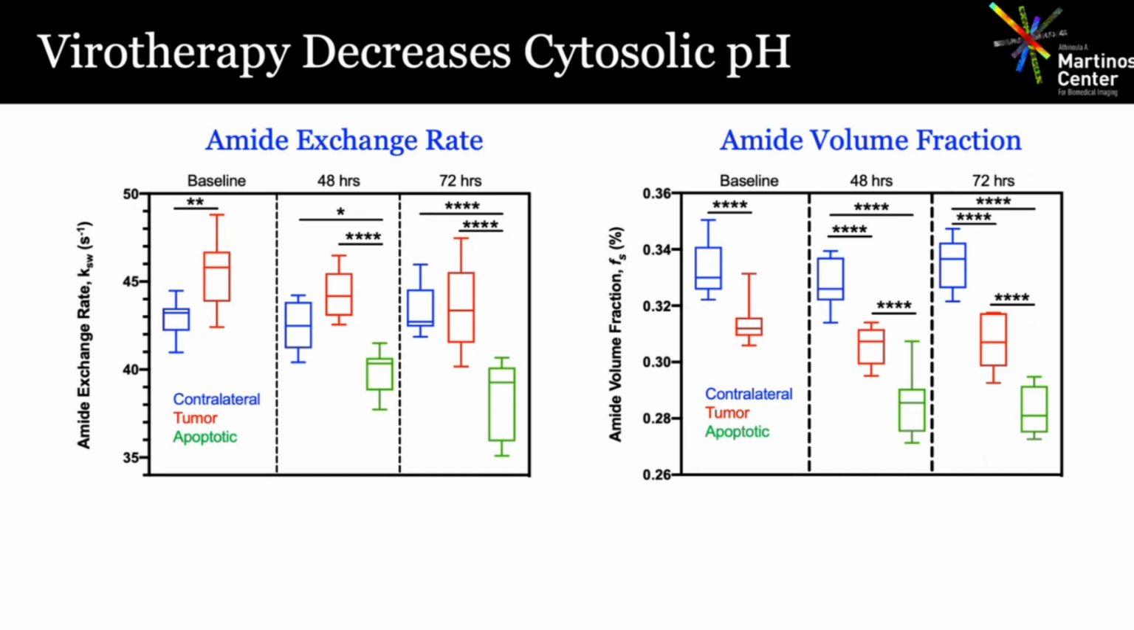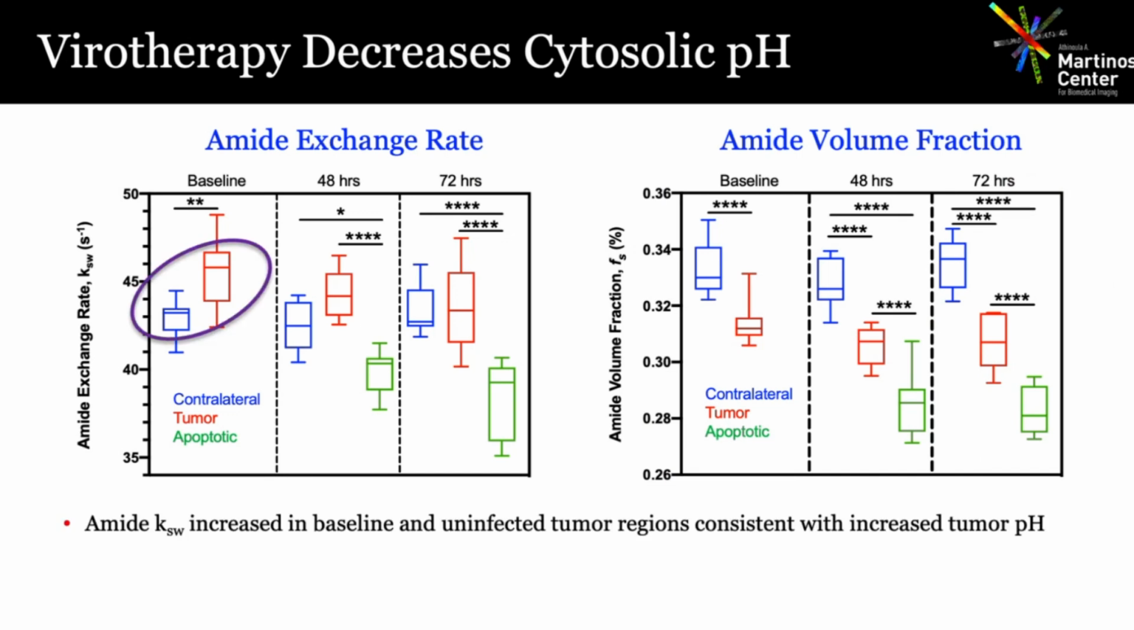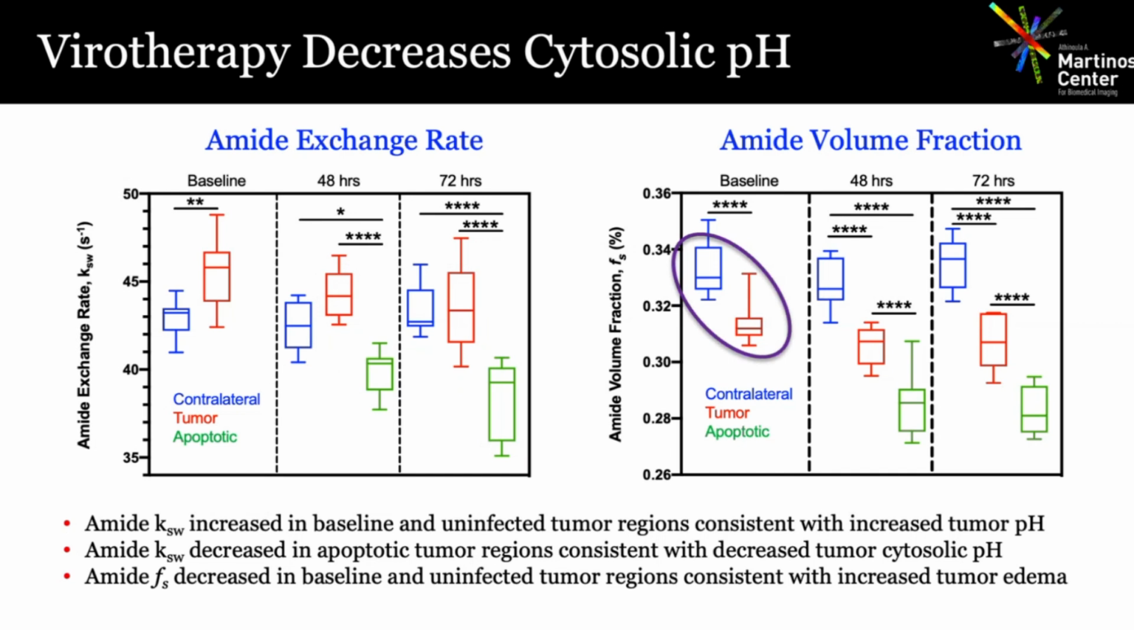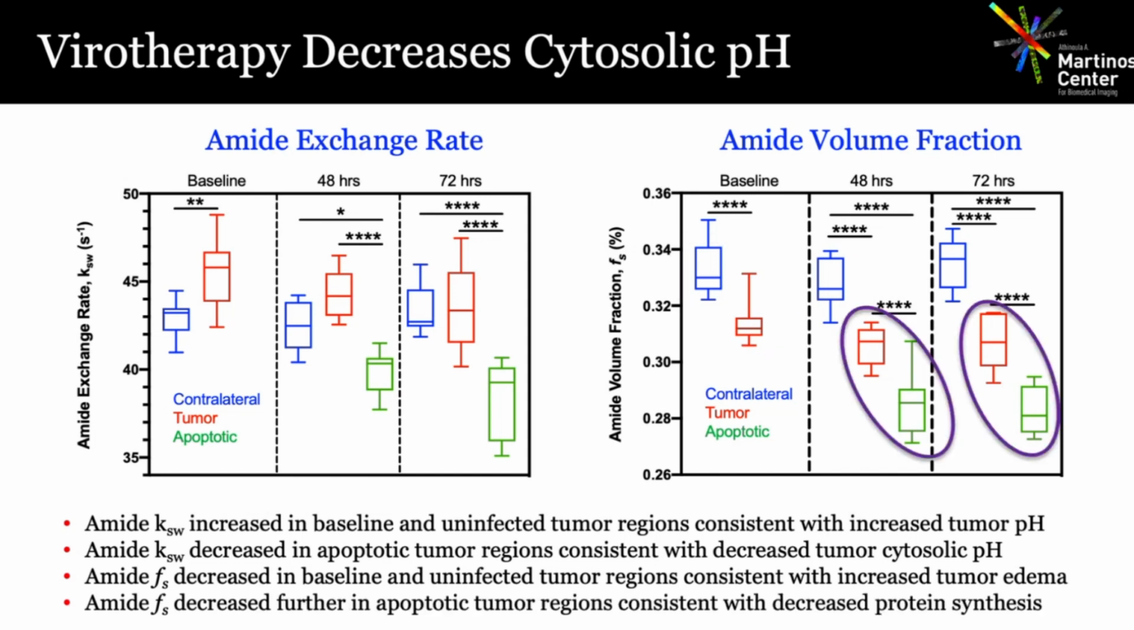Okay, so just for all the mice, you can see again, you get a significant increase in the exchange rate or pH at baseline, but a significant decrease in the apoptotic tumor regions, again, consistent with decreased tumor cytosol pH. And then the proton volume fraction at baseline is actually decreased with respect to contralateral tissue. This is probably due to tumor edema, decreasing the protein concentrations. But then you see a very significant decrease in the apoptotic tumor regions compared to the more normal tumor regions.